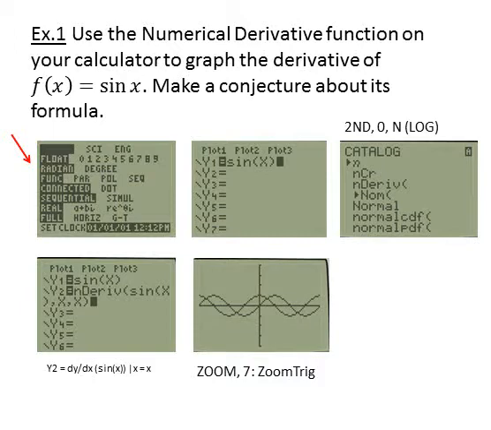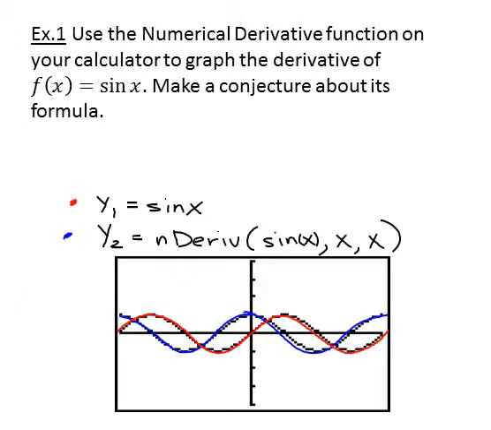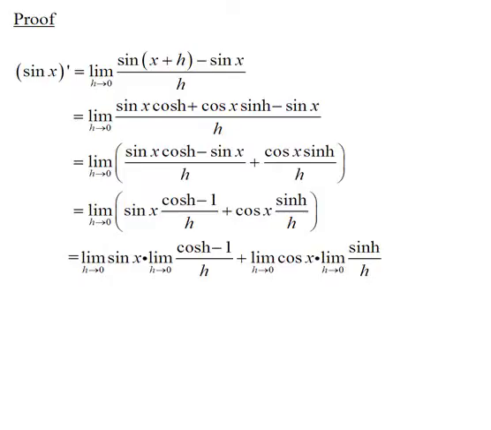To graph, use Zoom 7. This gives you a preset window for trig functions. I've enlarged and color-coded my graphs here on the screen. The red one is y equals sine of x, and the blue one is its derivative. What function does the blue graph look like to you? Well, it looks just like the sine graph, but it appears that it's been shifted to the left by pi over 2. If you guessed y equals cosine of x, you were right. So based on the graph, we might conjecture that the derivative of sine of x is cosine x.